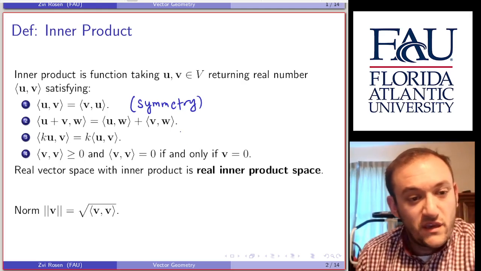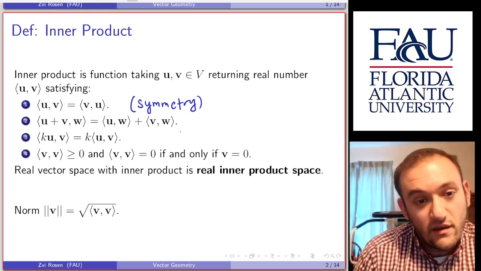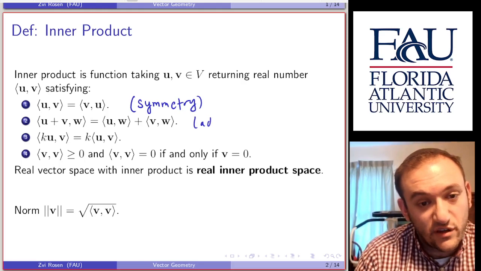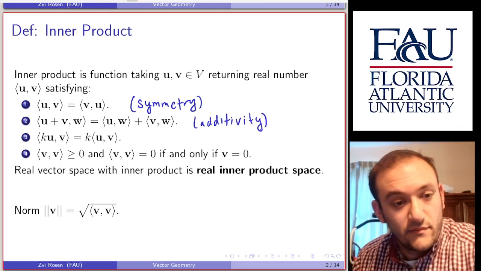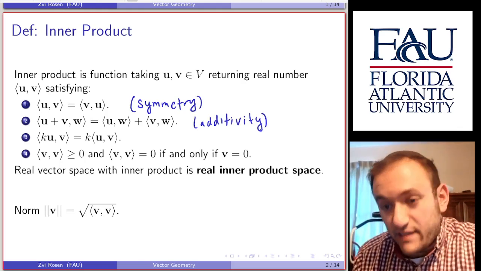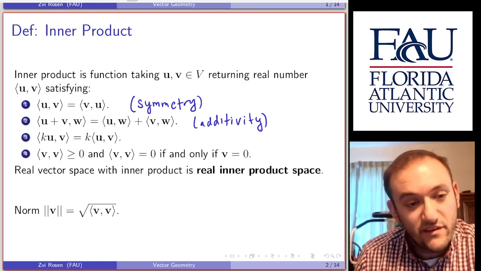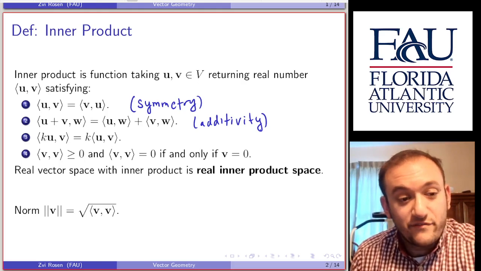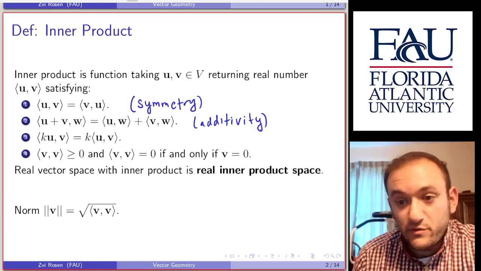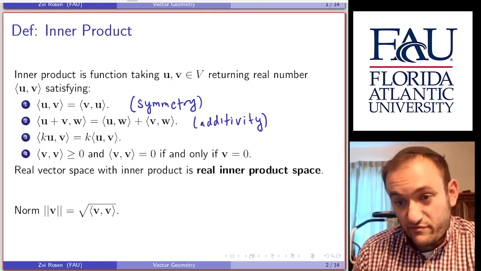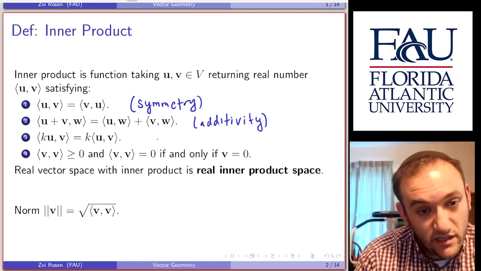Second, we have <u + v, w> is equal to <u, w> plus <v, w>. And this is called additivity in the first argument. And like a lot of linear algebra and matrix theory, additivity is a nice property to have. Property 3, if you have u scaled by a real number k and take the inner product with v, it's the same as taking the inner product with v, taking the resulting real number and multiplying it by k. This is called homogeneity.